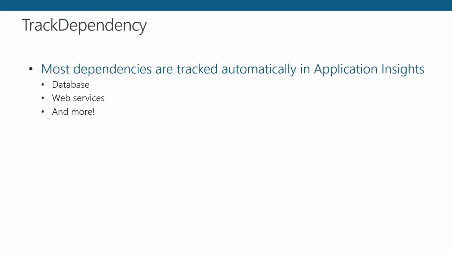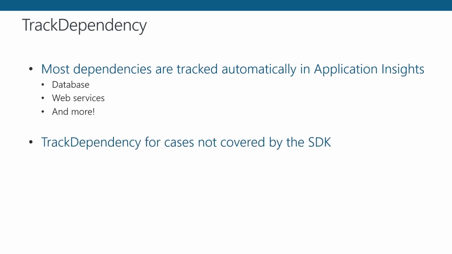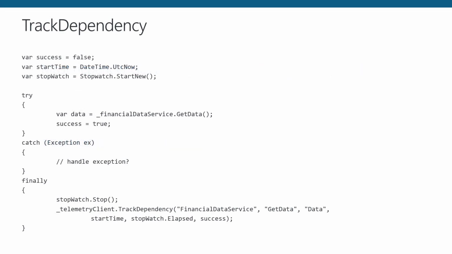Finally, we'll talk about track dependency, which is another method in the list of things that Application Insights will do for you automatically. However, cases always exist where you might want to track the success or failure of a dependency and its response time separately from anything done by Application Insights. And track dependency exists for this purpose. Here's an example of using track dependency.